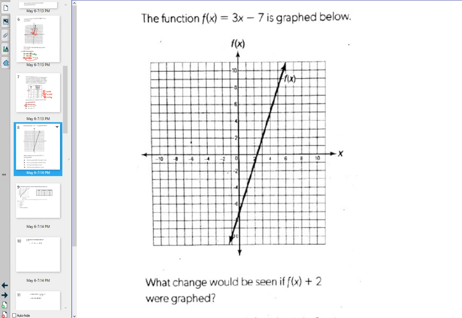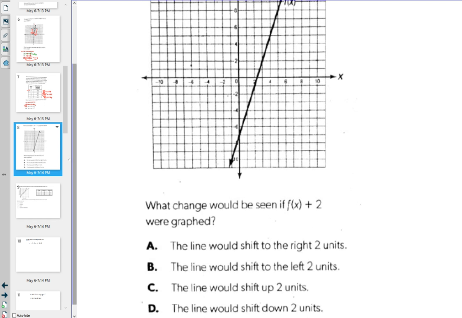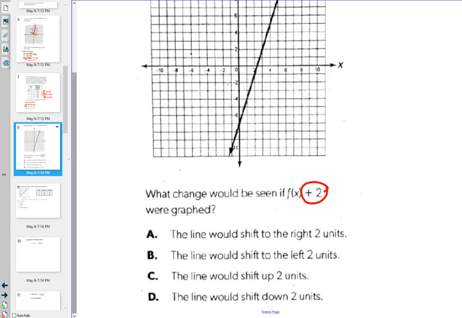This function is graphed below. What change would be seen if f of x plus 2 were graphed? They don't even need to show you a graph. If the plus 2 is occurring outside of the parentheses, where are we shifting? Up. It'd be up 2. I could have given you that without even showing you a picture, and it wouldn't make a difference. You should know it's C.